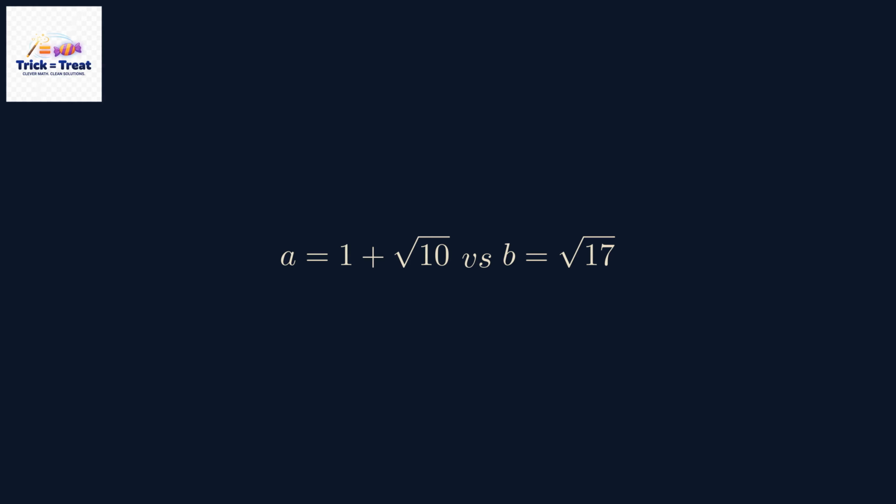Our contestants are: contestant A, this guy is a combo, 1 plus square root of 10; and contestant B, the sleek single-term number, square root of 17.